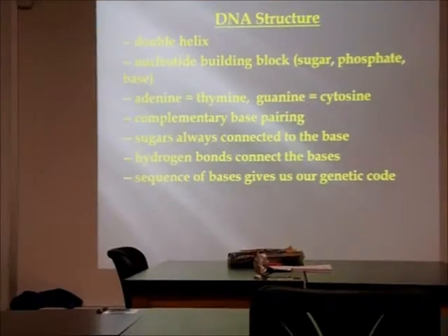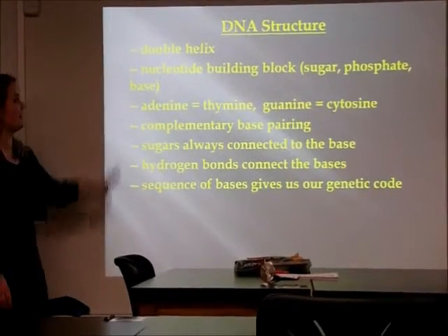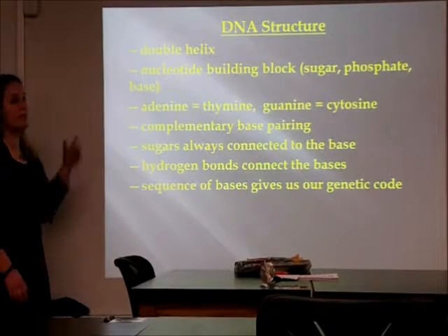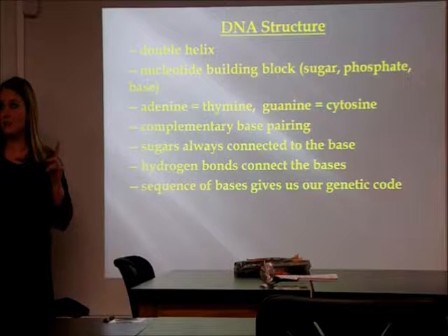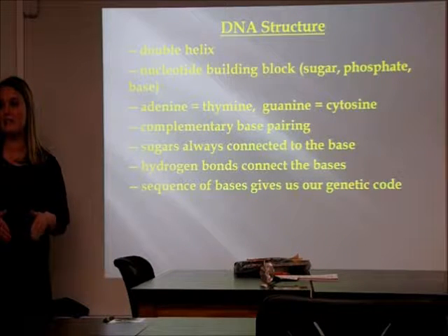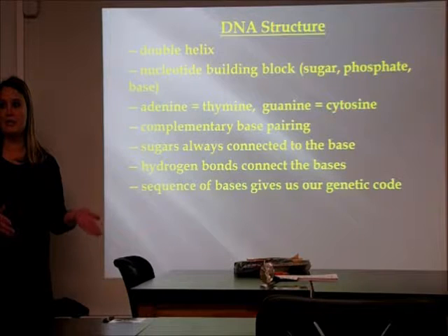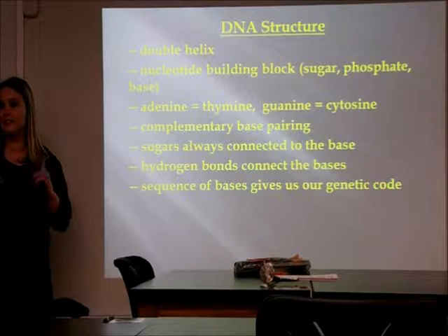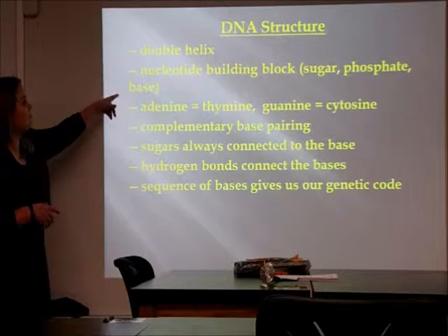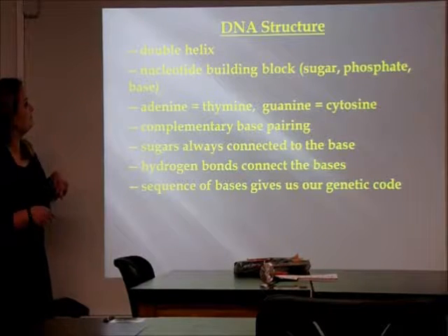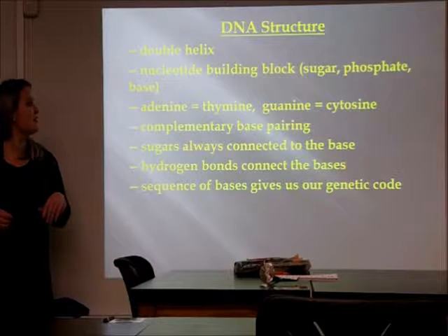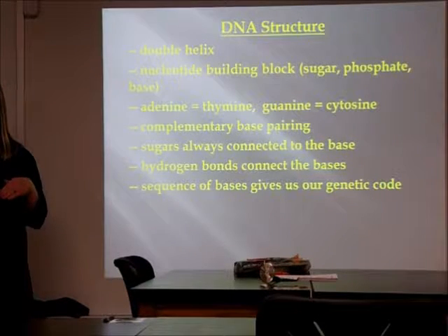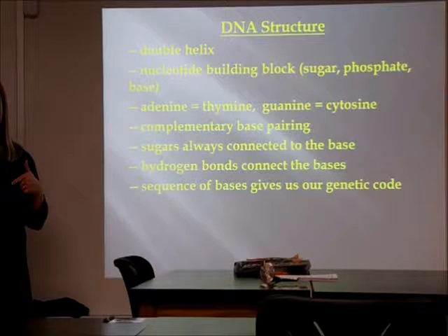If we look here, we can see that these are the major things of the structure of DNA. The first being that it's a double helix. It has the double strands, which is important, and that's another way to differentiate between RNA and DNA, is the DNA is going to be double-stranded. It has the nucleotide building blocks, and it's going to have the sugar and phosphate backbone, and then it's going to have the nitrogen bases in the middle.